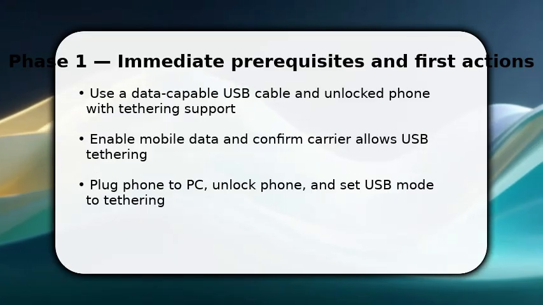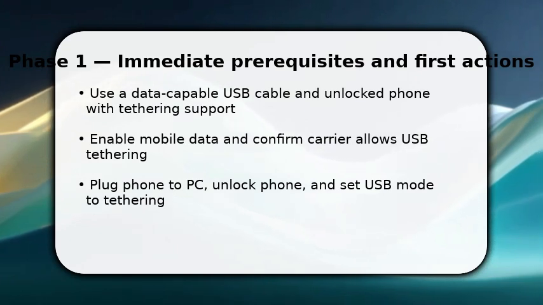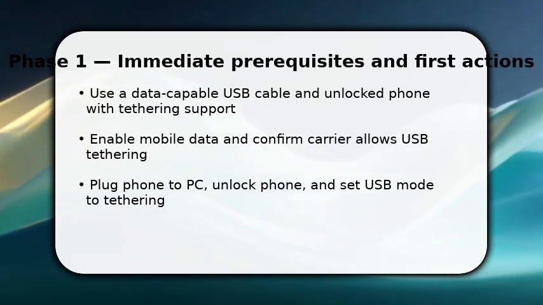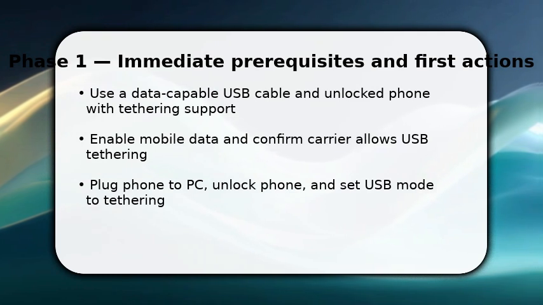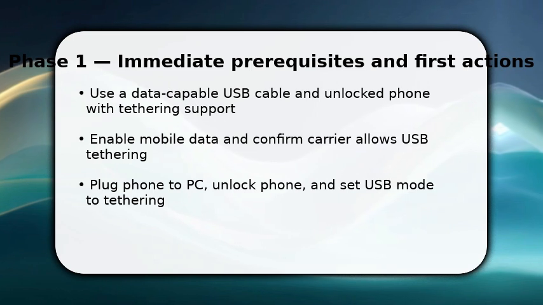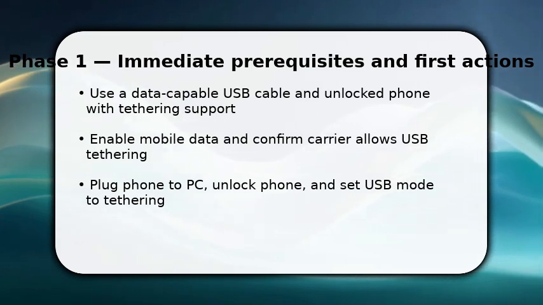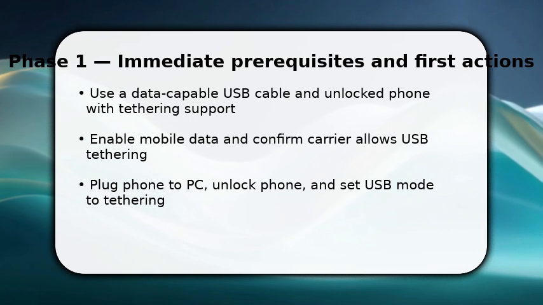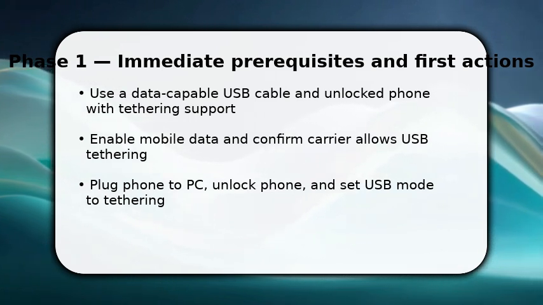You start immediately. Plug the phone into the PC with a good USB cable and unlock the device so settings are accessible. Once done, enable mobile data on the phone because tethering simply shares that connection. Make sure your carrier permits tethering, otherwise the link won't carry internet.